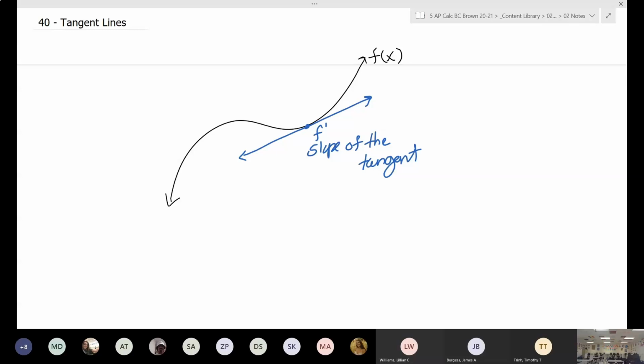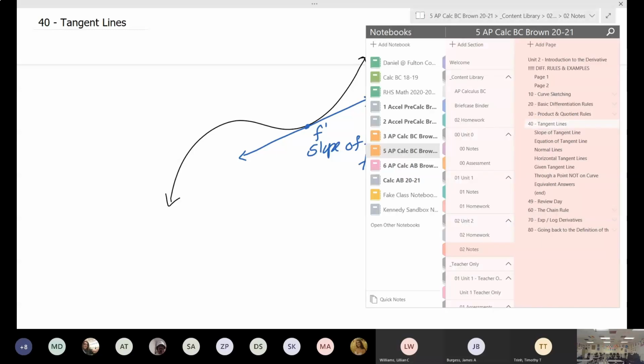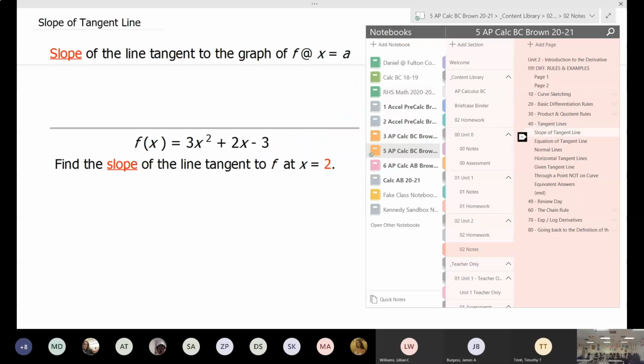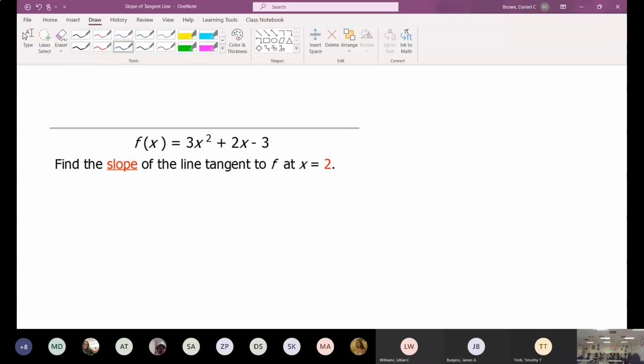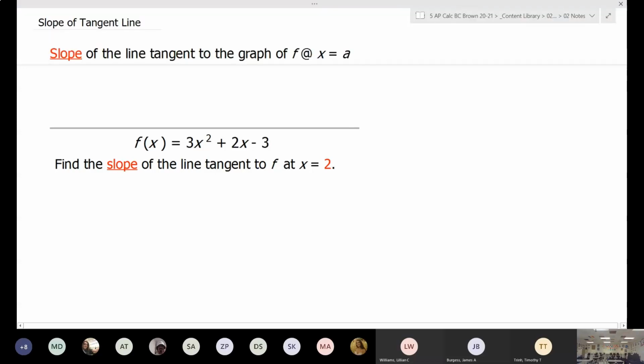So all the rules that we have learned are going to kind of show up today. I did choose some easier problems just for the sake of time. But we're going to look at these tangent lines. So the first thing we know is that the slope of the line tangent to the graph of f at x is literally the derivative.